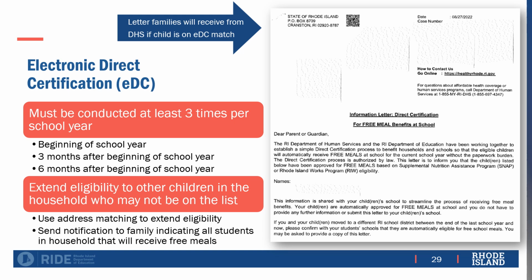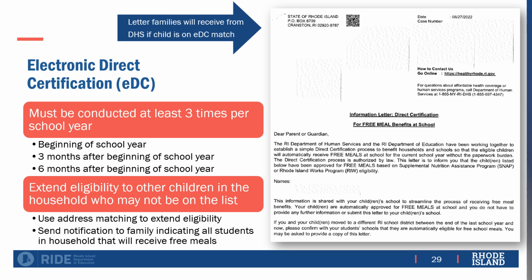We encourage you to do it every month, especially in schools where there are a lot of transient children. New children can appear on the list at any point in the school year, and you want to be able to capture their eligibility as early as possible.